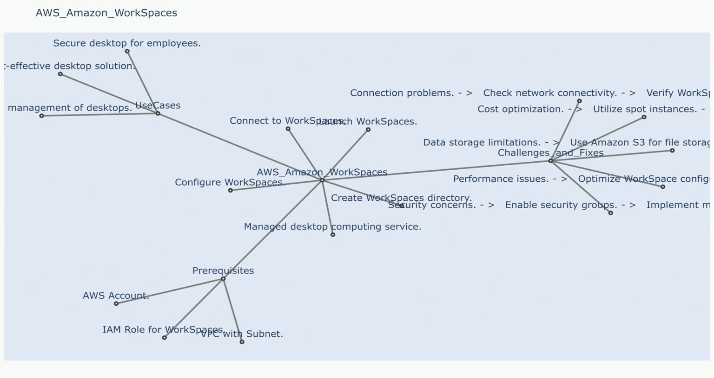Regularly patch and update the operating system. Keeping the operating system up to date is crucial for security as it patches vulnerabilities that could be exploited by attackers. Use encryption for data in transit and at rest. Ensure that data is encrypted both while it is being transmitted over the network and when it is stored on the workspace's instance.